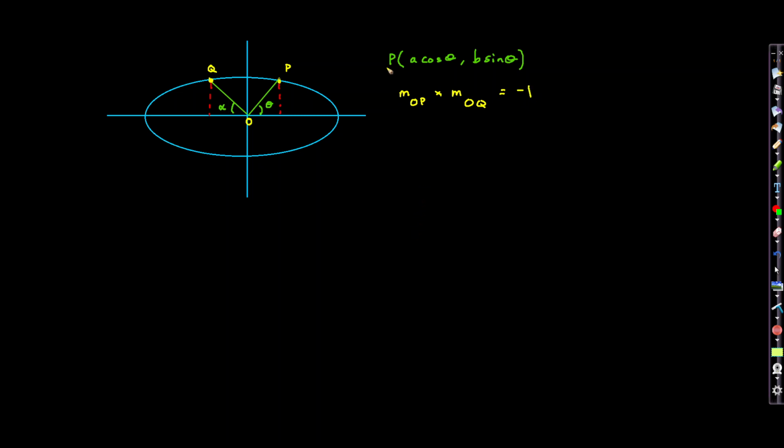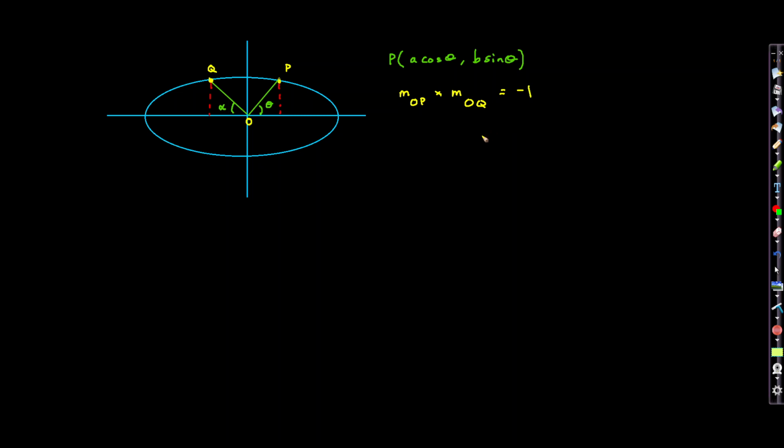So if you're able to get an expression for the gradient of the line going from O to P in terms of theta, and a big clue for that is that you've got the coordinates of point P as A cos theta, B sin theta, so you can use the change in Y over the change in X to get an expression for the gradient of the line O to P. Now, try and get an expression for the gradient of the line going from O to Q. The coordinates of Q will be similar to this, but you're using a different angle. Then use this idea that those two gradients multiply together to give -1.